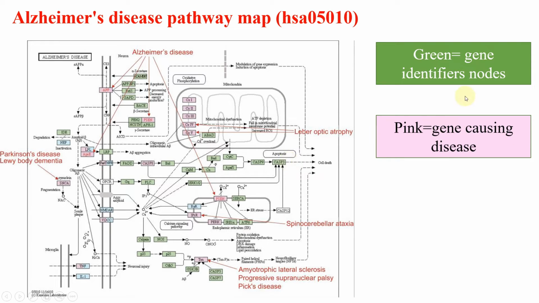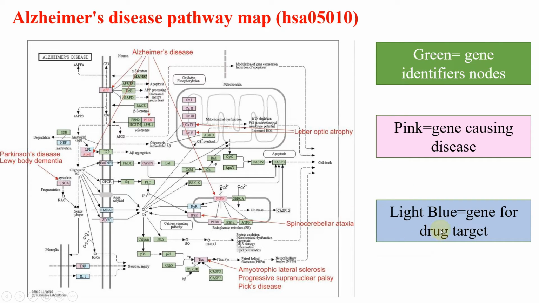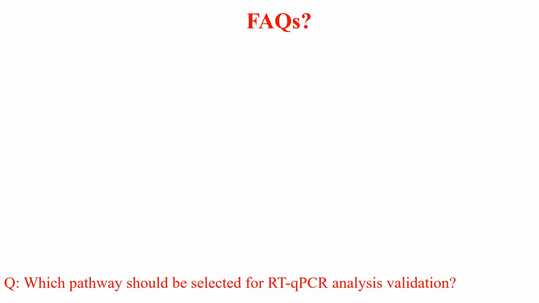So what does this pink mean? Pink means the gene causing disease. Like here you can see these are the genes which are causing disease. And what does the blue color mean? Blue color means these are actually the genes which are meant for drug targets. Hopefully now you can understand what is KEGG pathway and how we can interpret it and how we can select our representative pathway. So here are some frequently asked questions which are asked by the students.